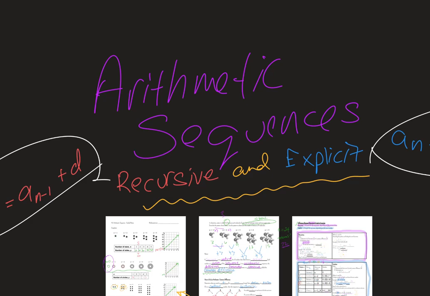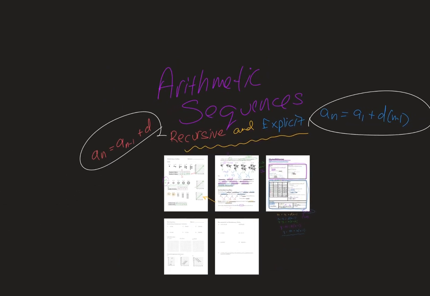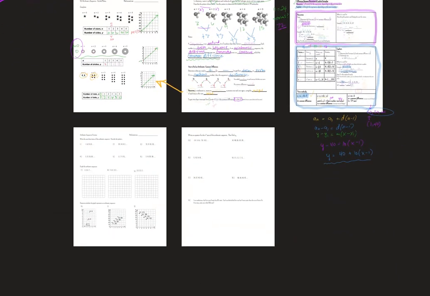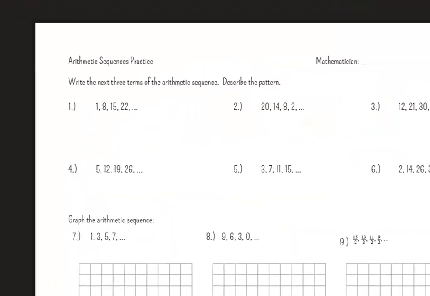All right, arithmetic sequences, recursive and explicit. There are the formulas for each. We did the notes. If you missed the notes, you should go watch the notes. Here we go with the assignment, though.